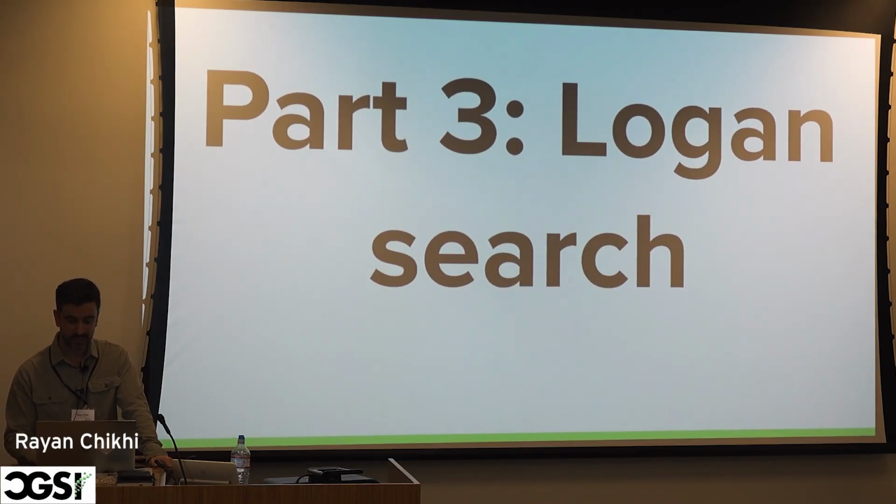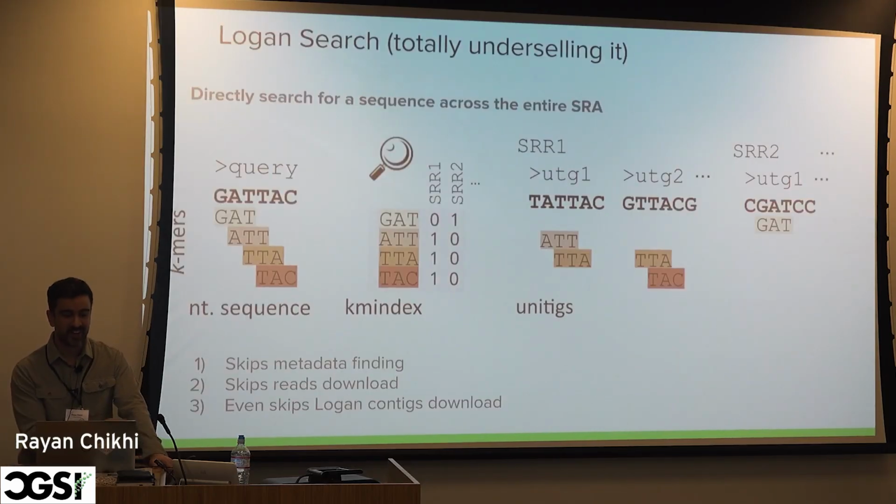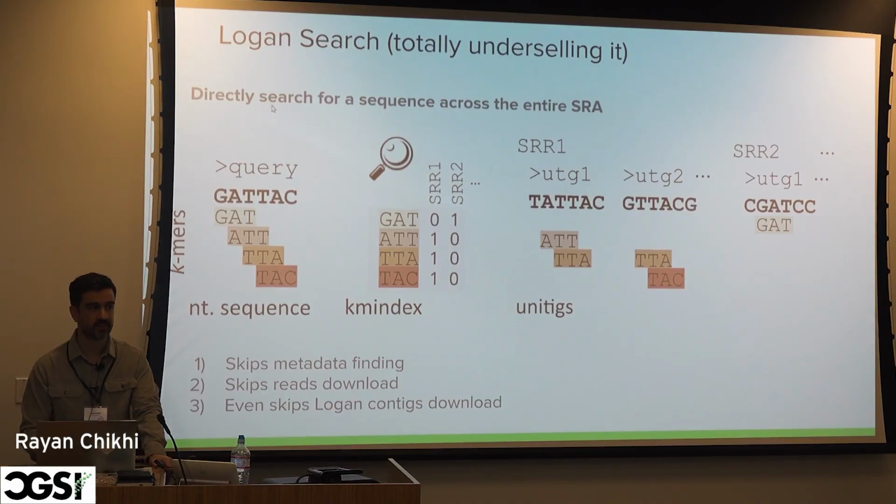Cool. Part 3, Logan search. One second. OK. I thought it was worthwhile to mention it. At the same time, I will totally undersell it. I think it deserves its own talk. It's a very, very recent development. We now have a way to directly search the entirety of the SRA by sequence. So the way it works is that you query a particular sequence. Behind the scenes, there's a huge matrix represented here as a 2x4 matrix, but it's really a 1 petabyte matrix.